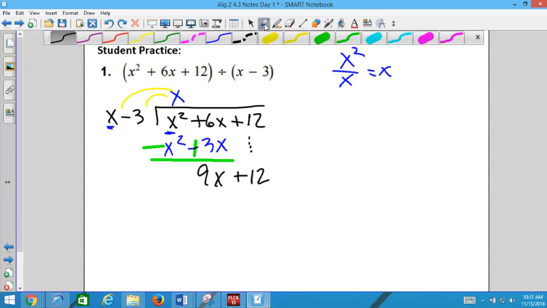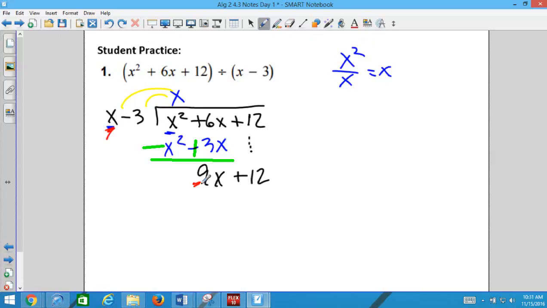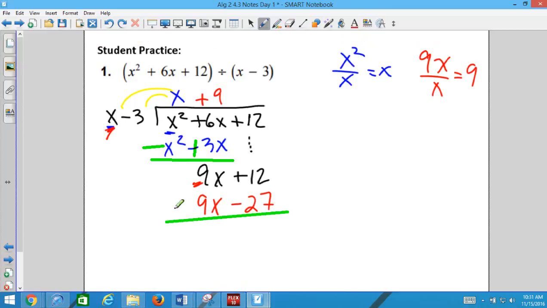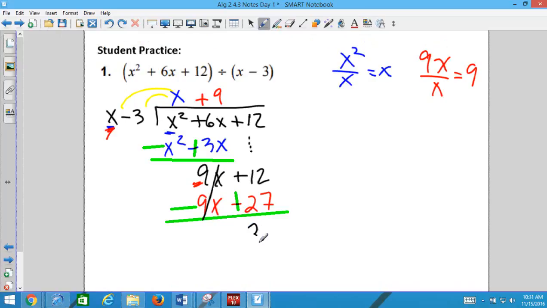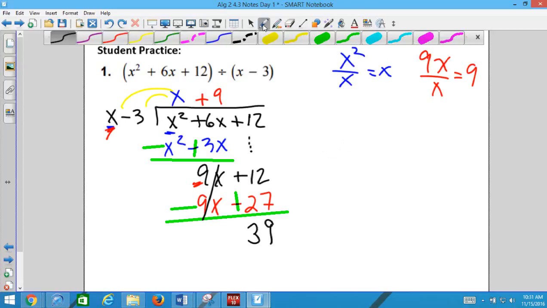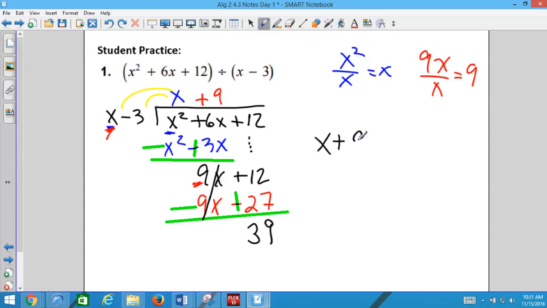Then we repeat the process. X into 9x. So 9x divided by x is 9. Then we distribute. We get 9x minus 27. Draw the line, change the signs. Add them up, and we get 39. Nothing else to bring down, so we have our answer. Answer: x plus 9 plus 39 over x minus 3.